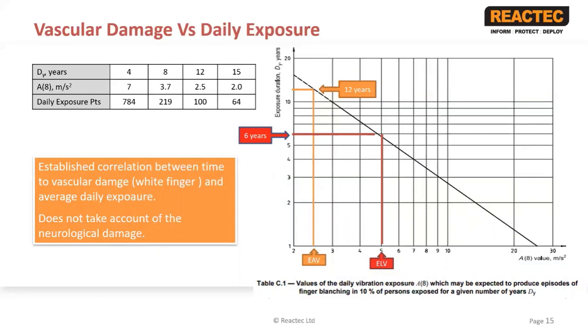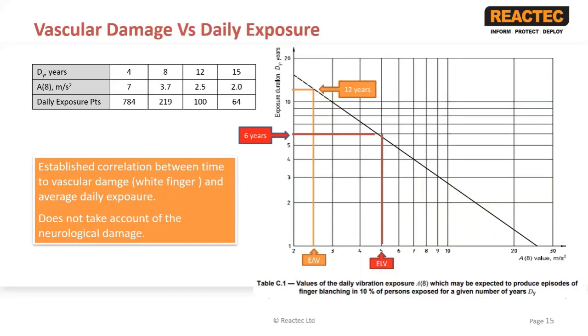We've shown in this graphic, to try and simplify understanding, where the action value plays and where the limit value plays. So this is where if you're exposed to an action value of 100 points or 2.5 A8 metres per second squared, then that's equivalent to about 12 years. If instead you're at the limit value, it's 6 years.